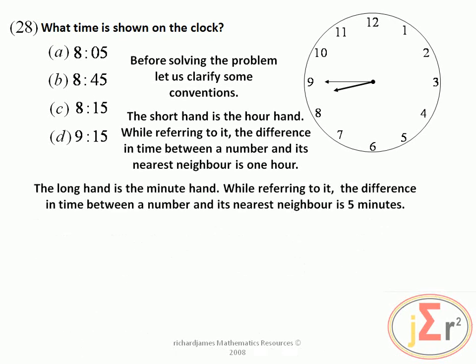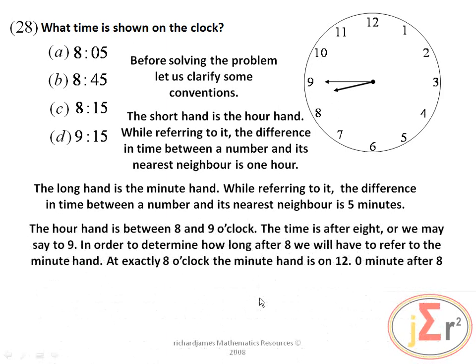The long hand is the minute hand. While referring to it, the difference in time between a number and its nearest neighbor is 5 minutes. So if we are counting by using this hand, between 9 and 10 we have 5 minutes. So we would have 5, 10, 15, etc. The hour hand is between 8 and 9 o'clock. The time is therefore after 8, or we may say to 9 or before 9.